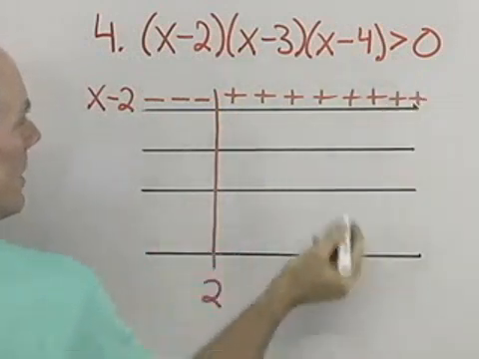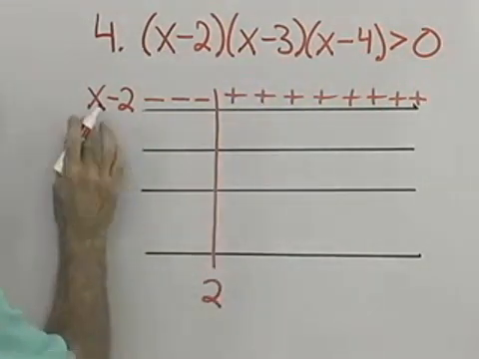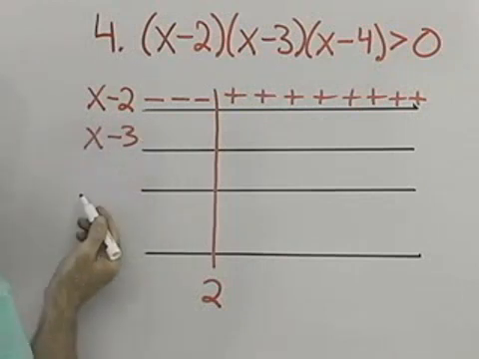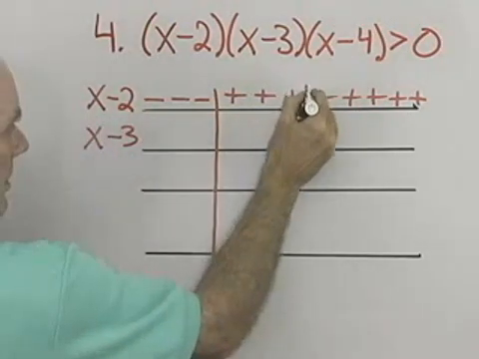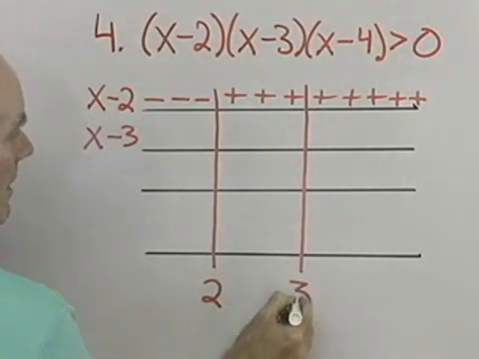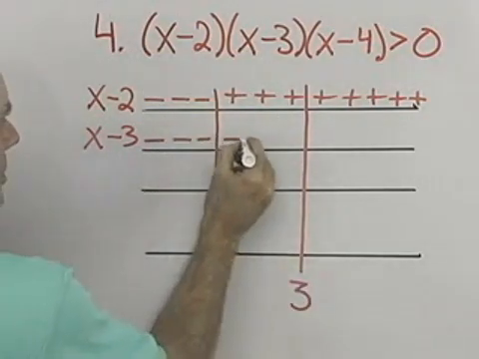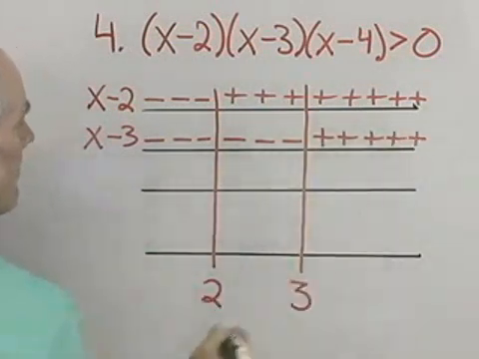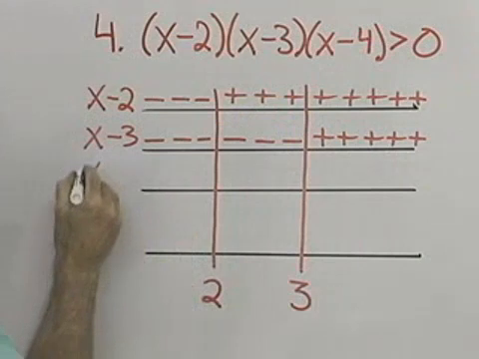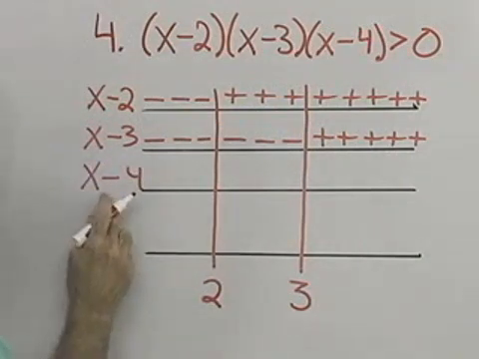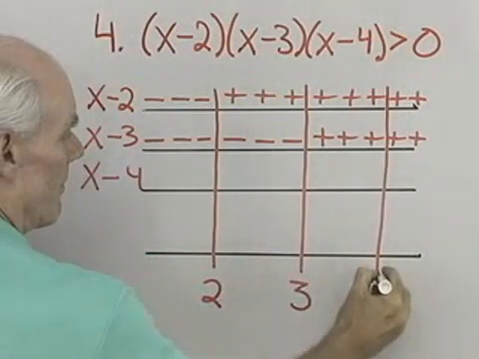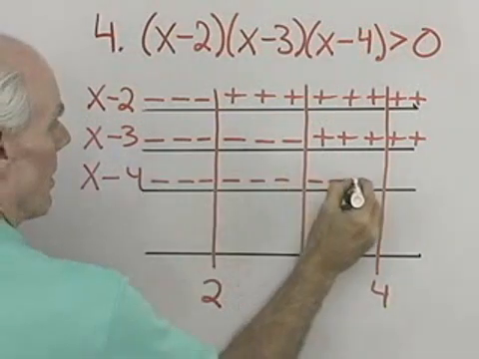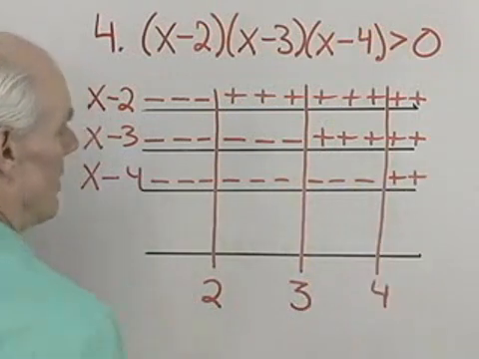When I look at my factor x minus 3, I know it will be 0 when x is equal to 3. So let's put that in here. It will be negative for numbers less than that and positive for numbers greater than that. And then my last factor here, x minus 4, it will be 0 when x is equal to 4. It will be negative for all the numbers below 4 and positive for all the numbers up above 4.